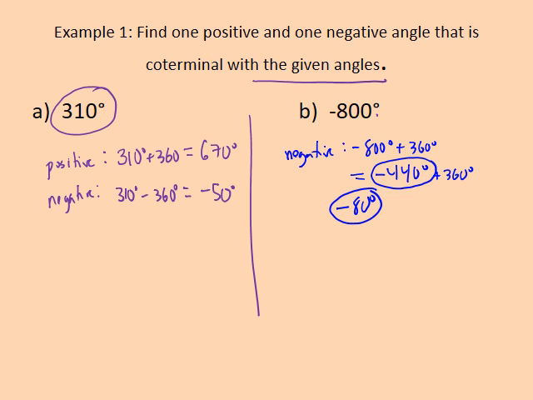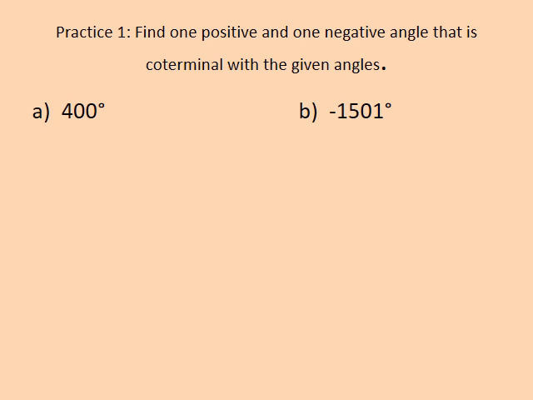Now we need a positive angle. So we can take our negative 80, which is coterminal with negative 800, and add 360. We are now positive, and our answer is 280 degrees. Now do the practice problems on your own. Pause the video. The next slide will contain the answers to practice 1.